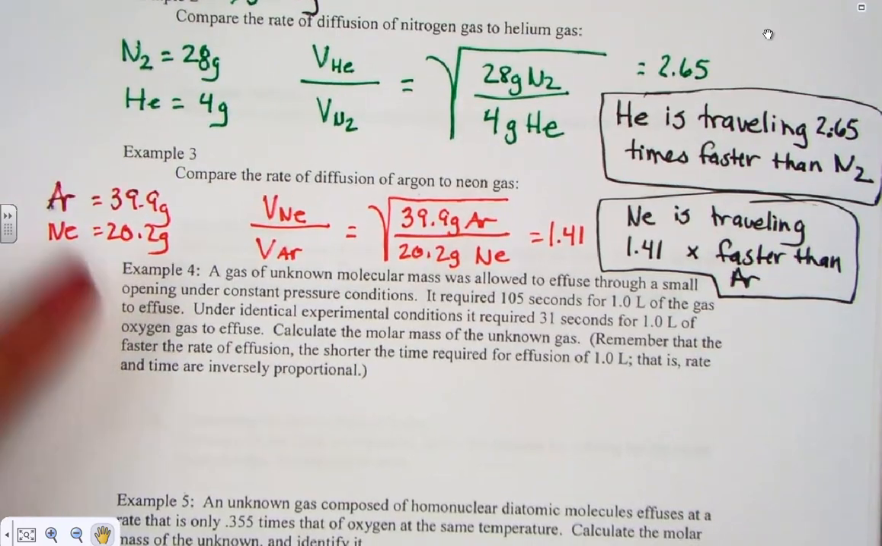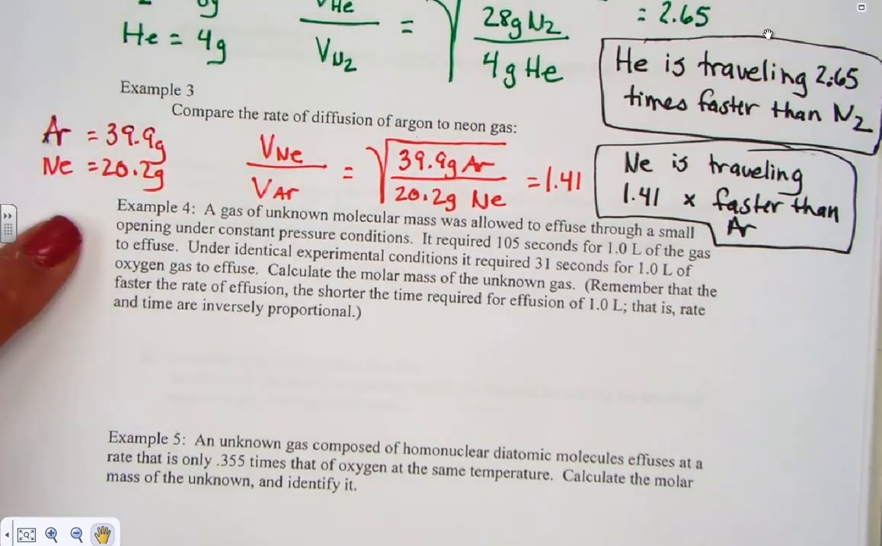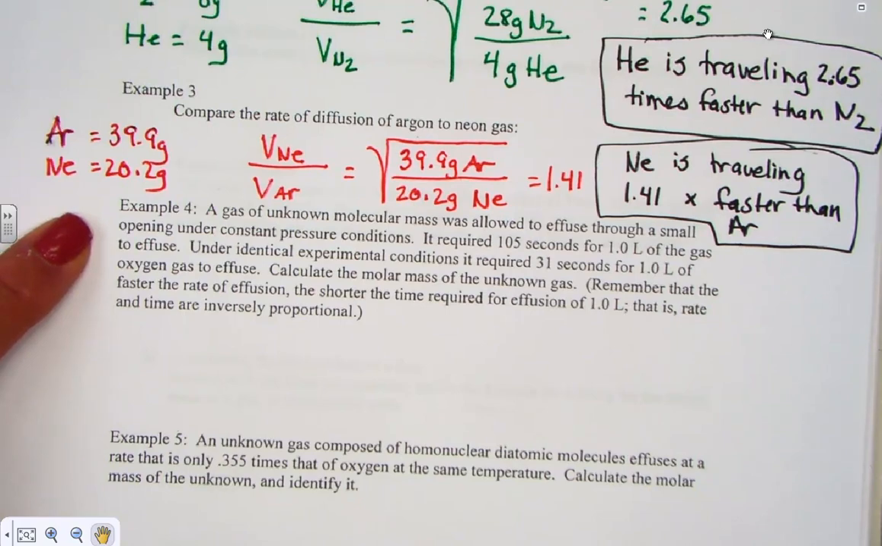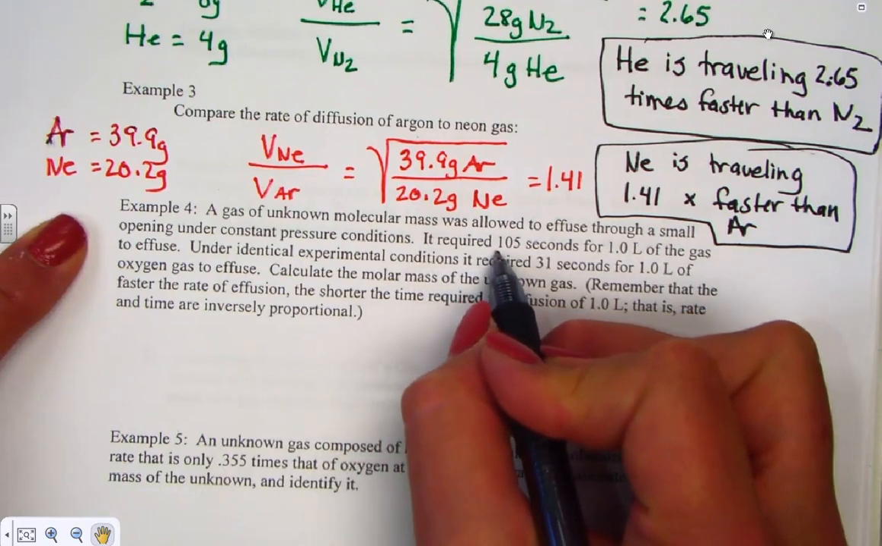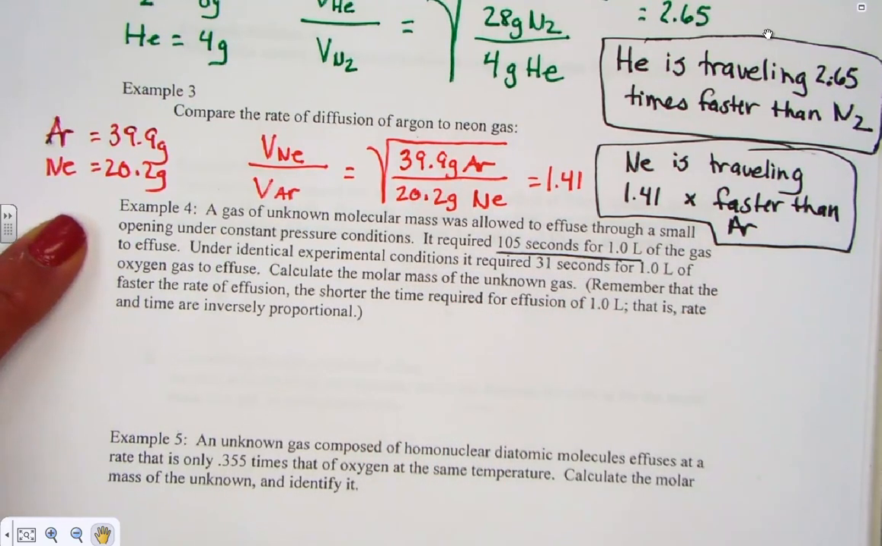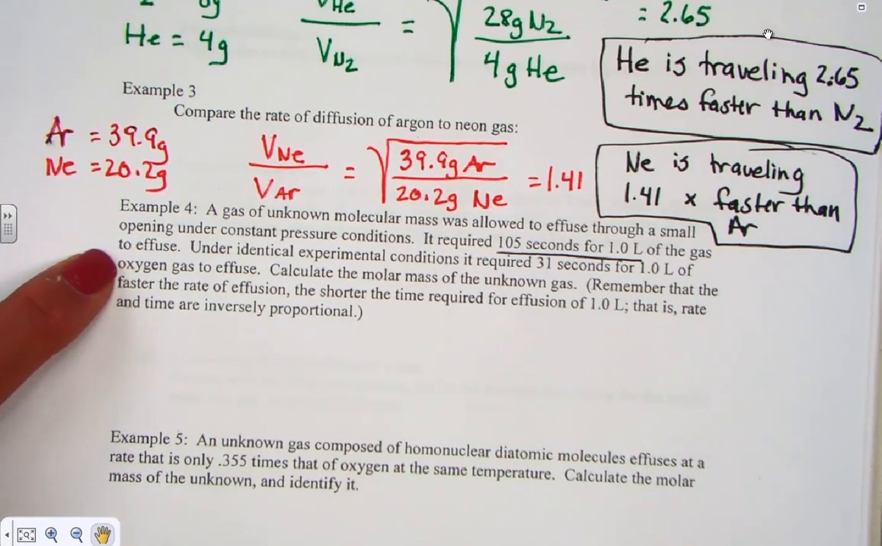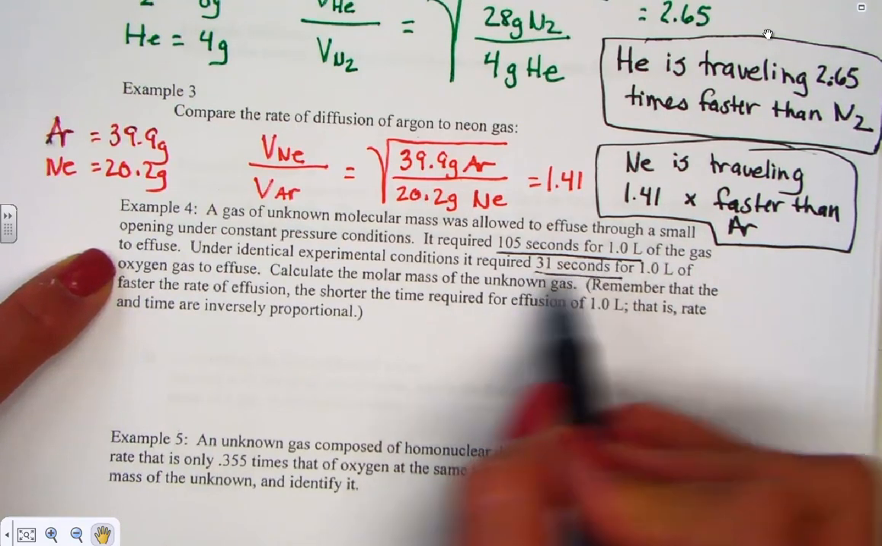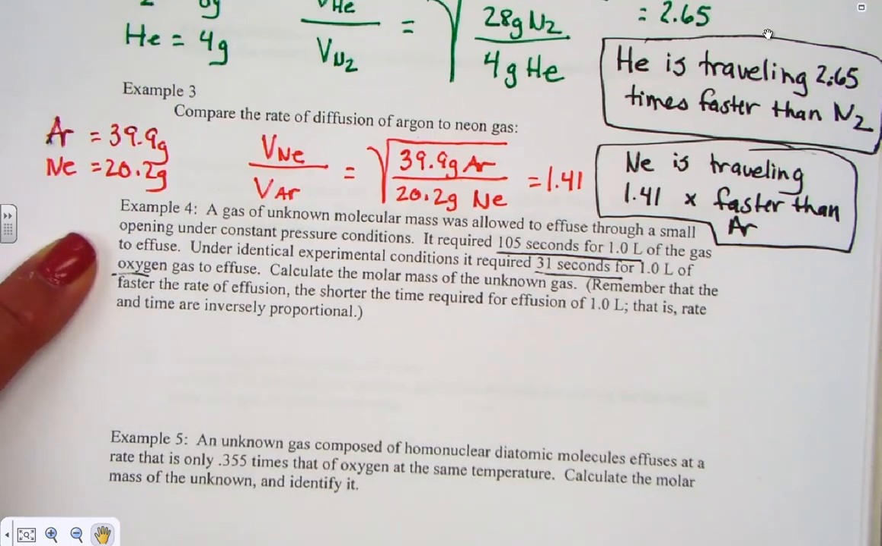Let's read through example 4. Looks like this is a little lengthier. A gas of unknown molecular mass was allowed to effuse through a small opening at constant pressure conditions. It required 105 seconds for a whole liter of the gas to escape through that hole, to effuse. Under identical experimental conditions, it required 31 seconds for oxygen to effuse through the same hole. Calculate the molar mass of the unknown gas.